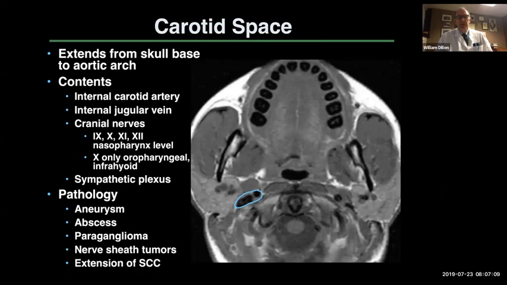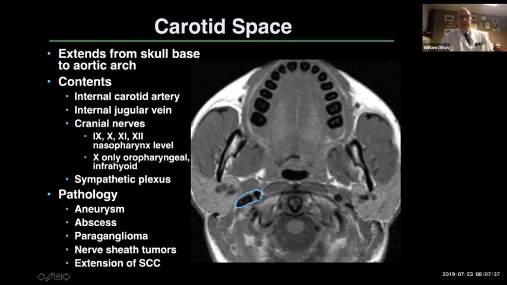Cancer of the parotid gland. Okay, that's the parotid gland. The carotid space we see behind the parotid tissue, and that includes the internal carotid artery, jugular vein, the cranial nerves 9, 10, 11, and 12 at the nasopharynx level, and 10 only at the oropharyngeal level and infrahyoid level. And remember, there's a sympathetic plexus also surrounding and nearby the carotid sheath.